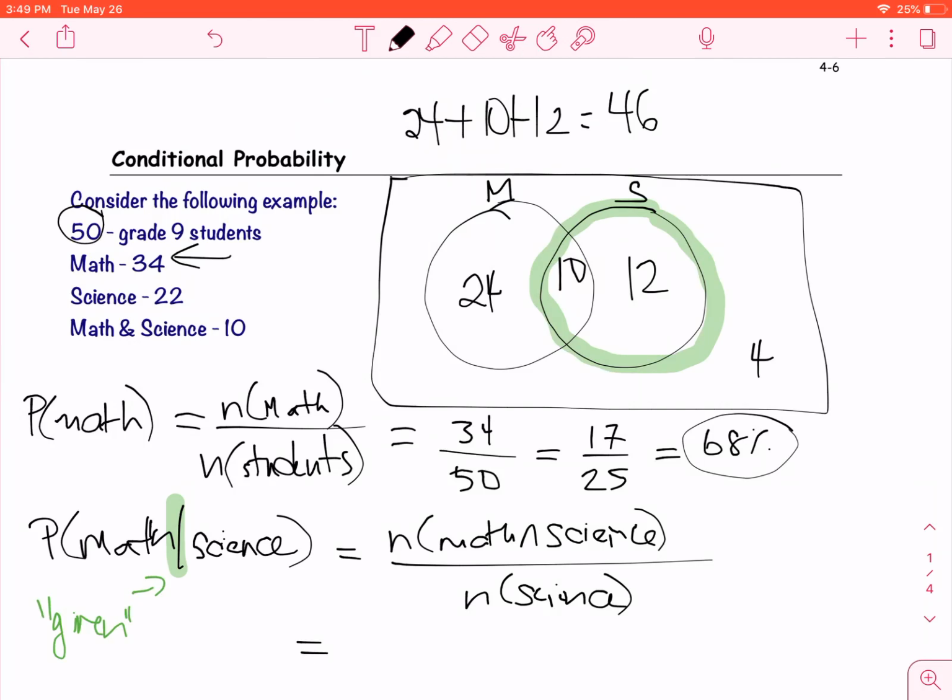So in that, we have 10 students who overlap out of the 22 students who like science. We can simplify, and this is approximately 45%.